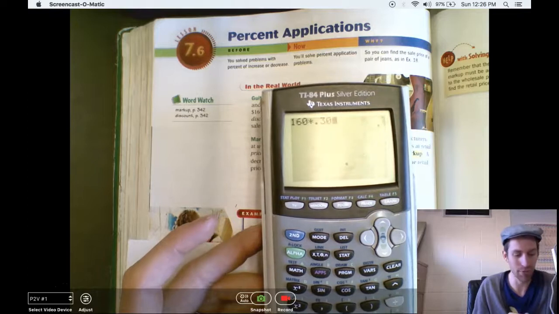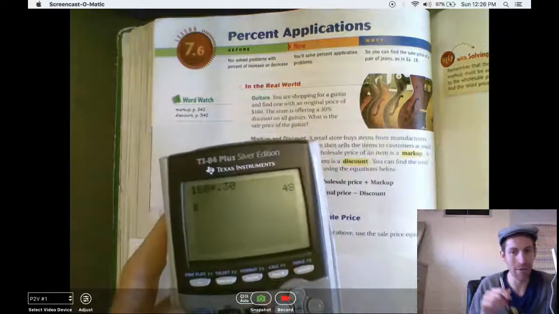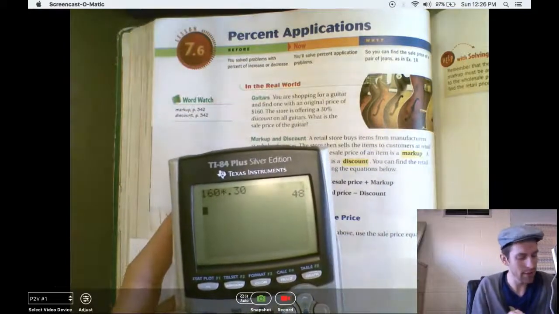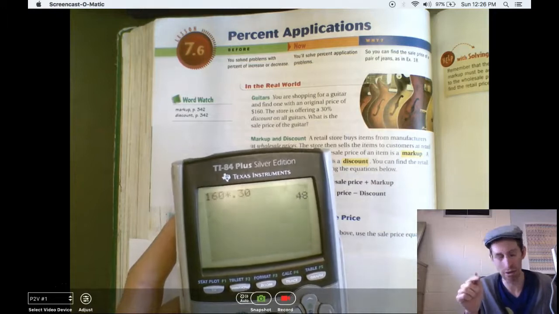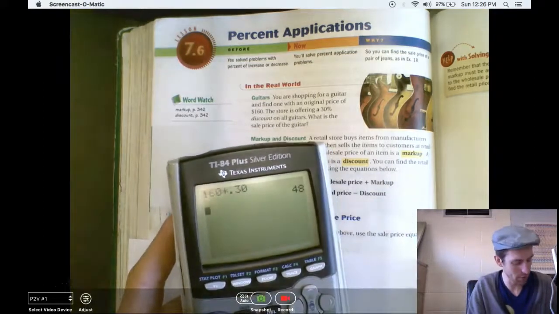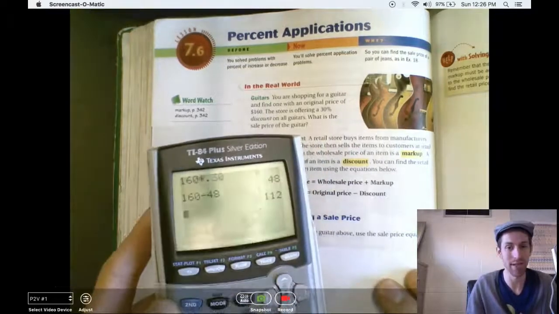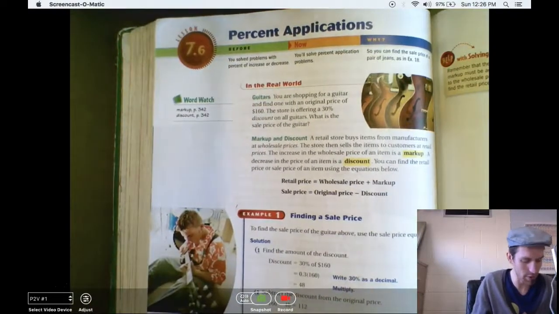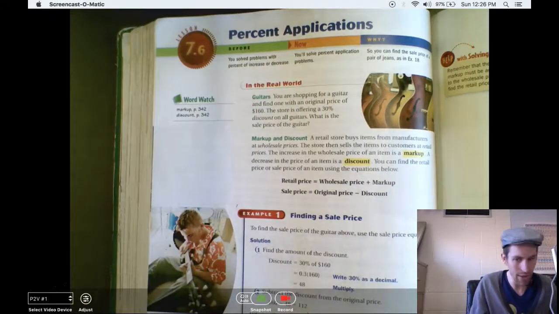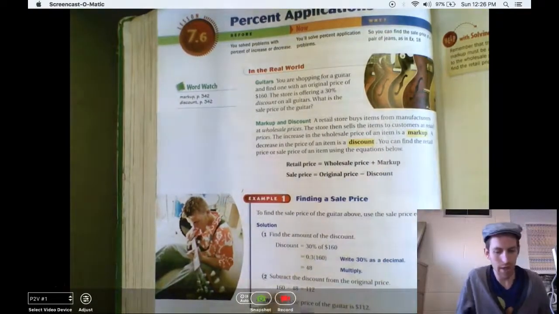by the decimal form of 30%, which gives me 48. Remember I did that in my head earlier. So does the guitar cost $48? Yeah, sweet! No, that's the discount. So it's 160 minus 48. So the sale price, the price that I'm going to pay, is $112, which is what they have right down there. See at the bottom of your screen? I hope that's showing. Alright.